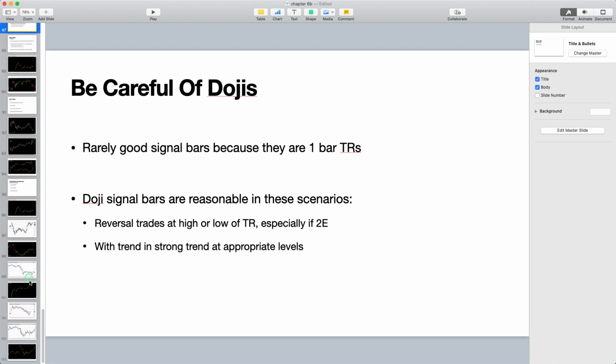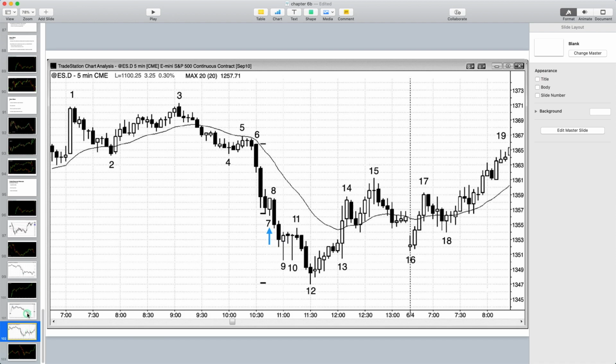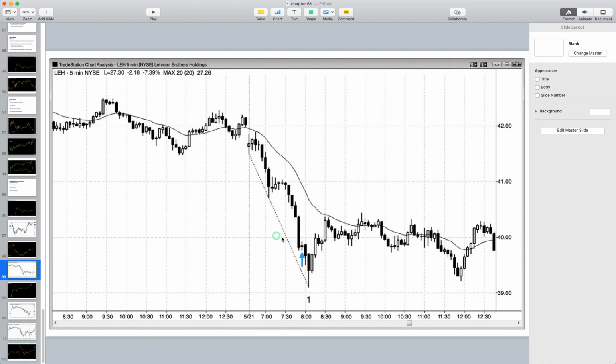So one example that Al shows in the book is right here. We have a doji, and I'll talk about this later on, but we have a doji in a bear spike. It's a possible one bar final flag, but it's a reasonable sell below because it's a bear spike and it's the first pullback. So this context, even though it's a doji, the context makes it okay.